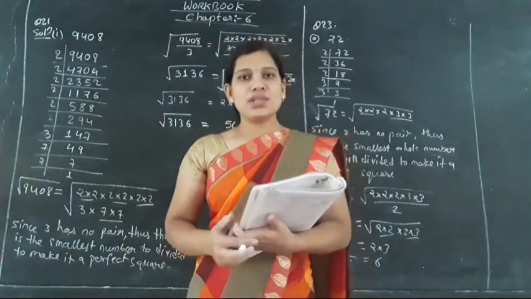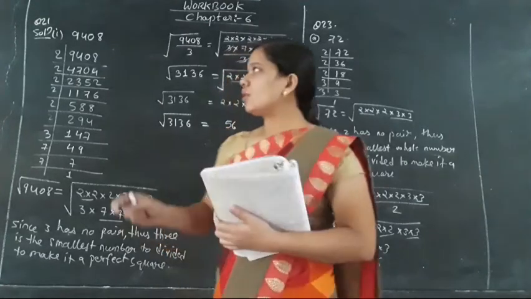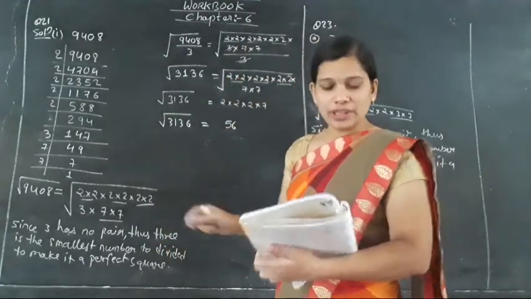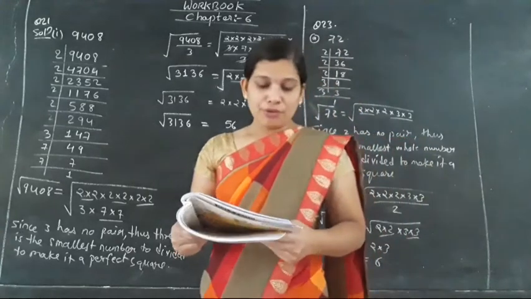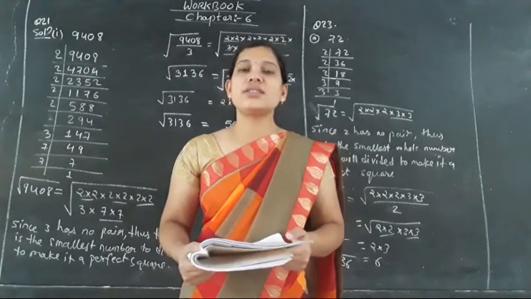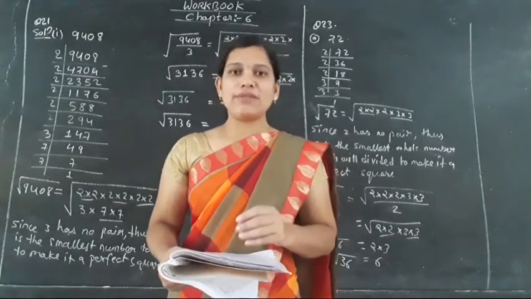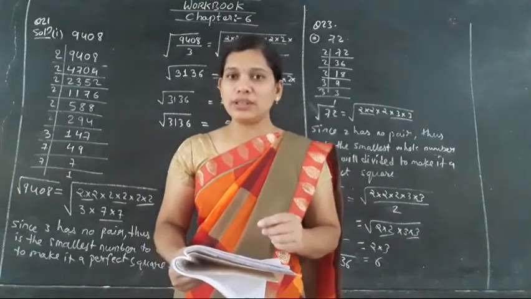Here we are going to see some of the questions from chapter number 6 from your workbook. So here we have question number 21, that is page number 46. Before that, question number 20 is there, that is the prime factorization method. You have to find the square root by the prime factorization method. That question has already been done by us.